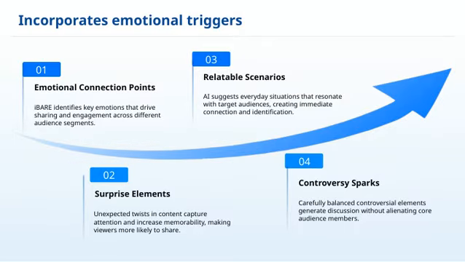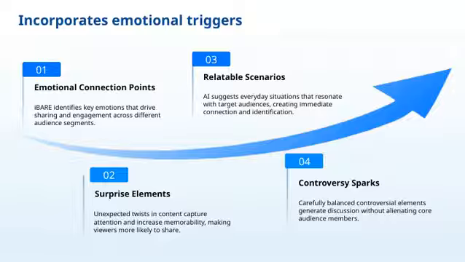Let's talk about how incorporating emotional triggers can really boost engagement. First, ibare helps identify key emotions that drive people to share and connect across different audience segments. Recognizing these emotions allows us to craft content that resonates deeply. Next, incorporating surprise elements or unexpected twists keeps the audience's attention sharp. When content surprises us, it's more memorable, and people are more likely to share it because it stands out.